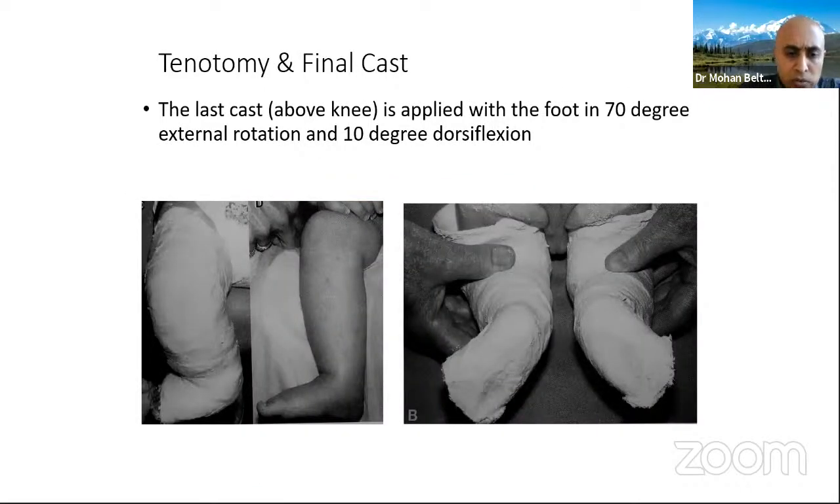As you can see, when the foot is abducted to 60 degrees or so, and the hindfoot valgus is corrected, forefoot reduction is corrected, and this is what is shown in the last cast on the right, then you're ready to do the Achilles tenotomy.